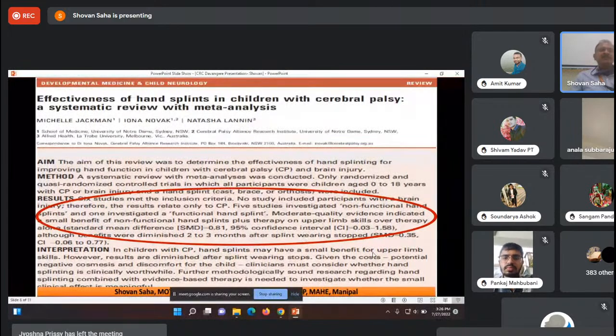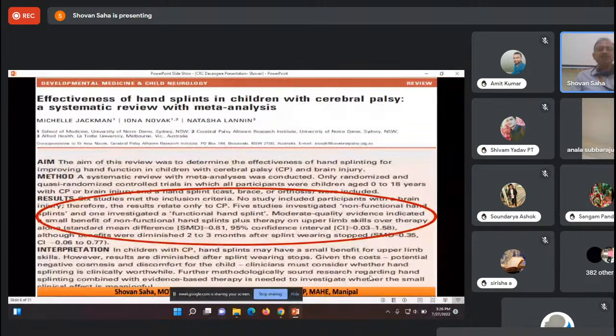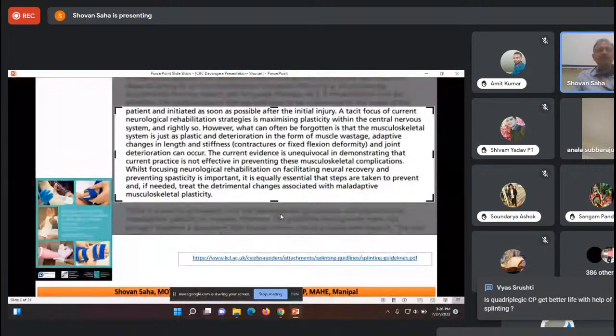Okay, so now if you run through some of the literature, this is one of the most cited, and they clearly mention that there is only moderate quality evidence available that it works. Now, I will come to that point a little later, trying to present my point of view as well. Now, this is another way of looking at the same problem.